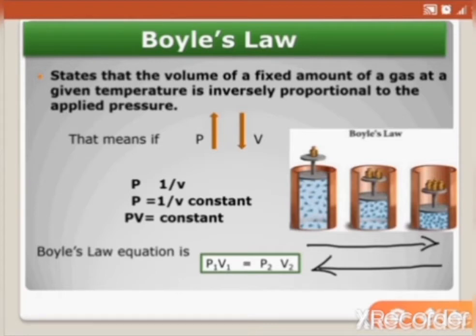Mathematically, Boyle's law can be represented as P is inversely proportional to V. P is equal to constant over V. The product of pressure and volume should always be a constant value. So PV is equal to constant. Very often Boyle's law is used to compare the two situations, before and after. In that case, we can say P1V1 is equal to P2V2.